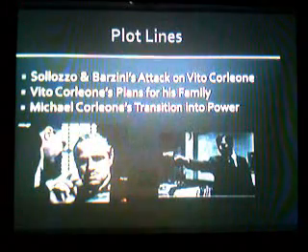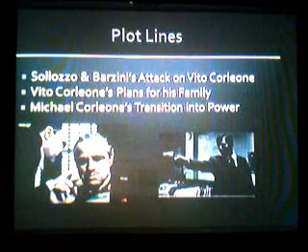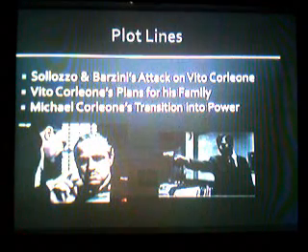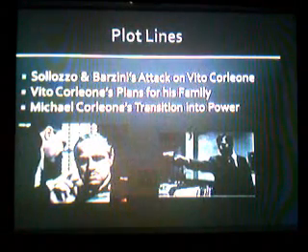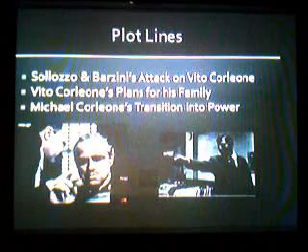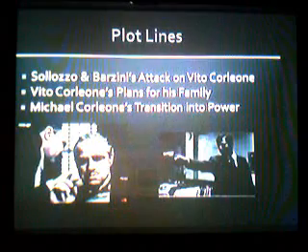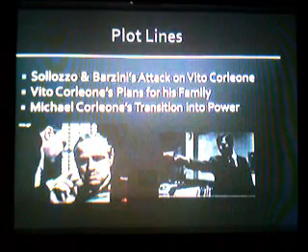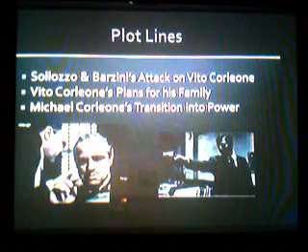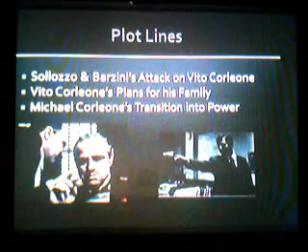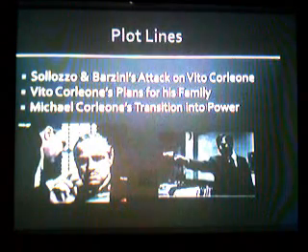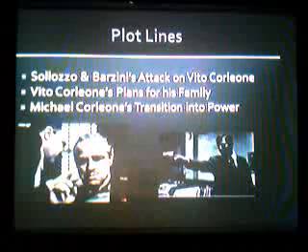The plot of the movie centers around motivation. There are 3 events that make the crux of the film. The first being Virgil Sollozzo's attack on Vito Corleone. Then Vito Corleone's plan for his family, and Michael Corleone's transition from a civilian and a war hero into the head of a crime family.